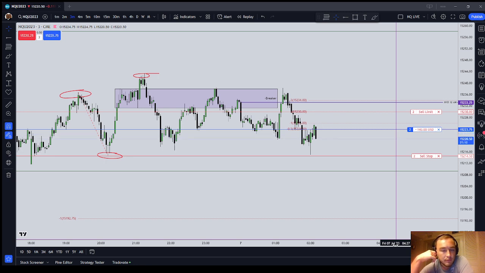Trading back down into that order block that I drew the standard deviations from. Might take a loss on this, we'll see. I'm just going to let the stop be hit. I'm not going to move it.